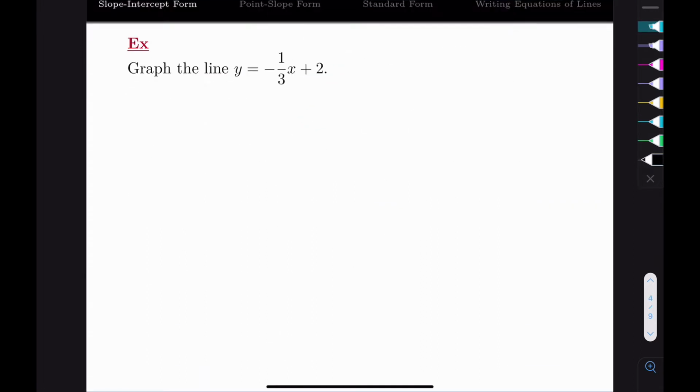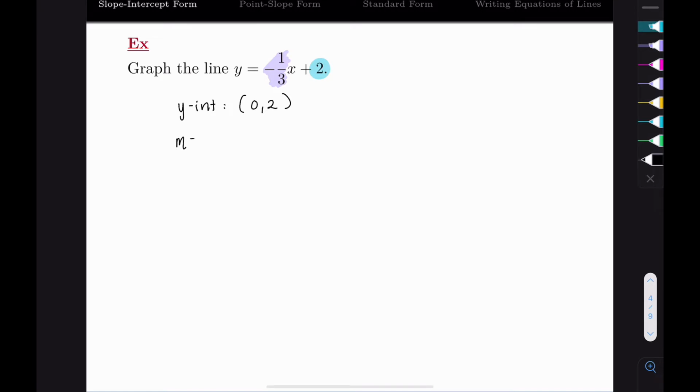The reason we really like this is because it's super conducive to graphing. Instead of needing multiple points, you just need the point and you need the slope. We're going to use the fact that the slope is equal to the rise over run. So the example we're going to go through is we want to graph the line y equals -1/3 x plus 2. Our y-intercept is going to be the point (0, 2), because that is our value of b. And then this -1/3 is our slope.